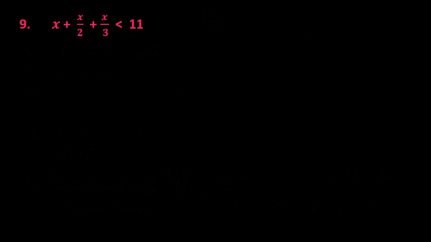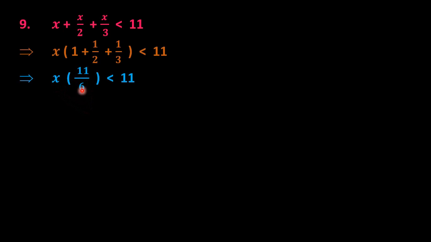Now let me solve question number 9. So in the left hand side of the inequality symbol, there are 3 terms. In all the 3 terms, x is common. So let me first take x common, and within the bracket it will be 1 plus 1 by 2 plus 1 by 3 less than 11. So now we simplify the numbers which are within the bracket. By doing LCM and simplification, it will be 11 by 6 into x less than 11.